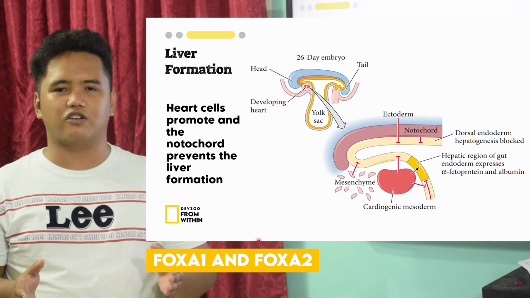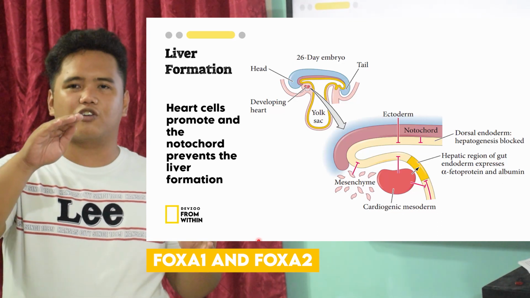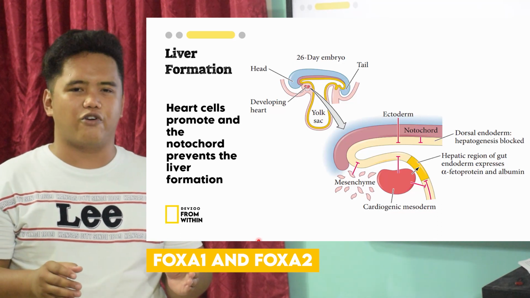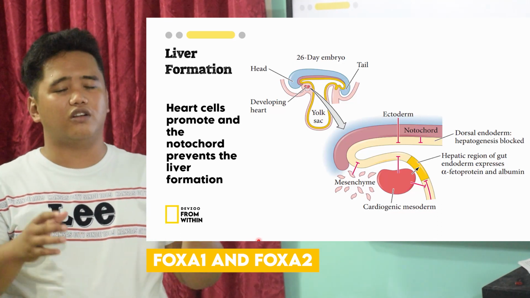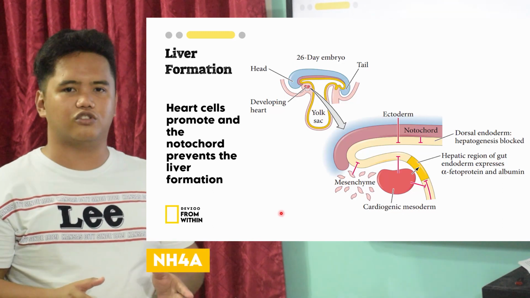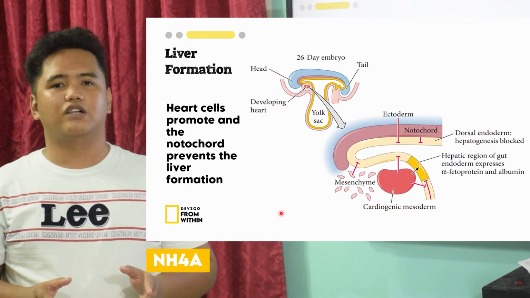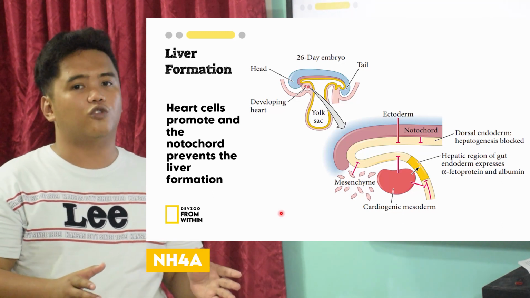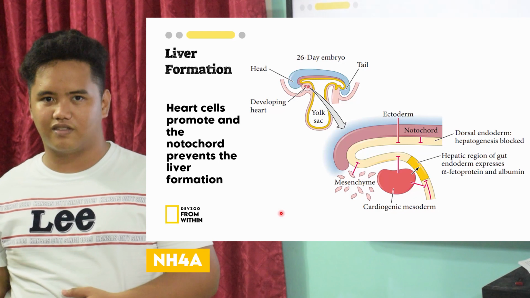So FOXA1 and FOXA2 will remove the chromatin surrounding the liver-specific genes in order for it to be more competent. And next, after the chromatin was removed, another type of forkhead transcription factors called the HNF4A will serve as a driving force for the liver bud to be differentiated into liver cells.